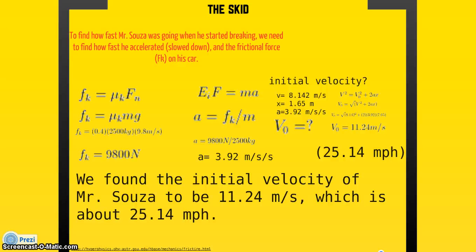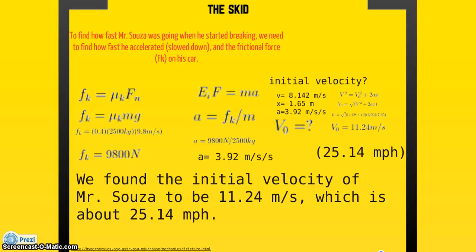So then, to find the acceleration, you would use Newton's second law, which is the sum of forces equals mass times acceleration. Solve for acceleration. In this case, the only force in the horizontal direction is friction. So acceleration equals friction divided by mass. And it then comes out to be 3.92 meters per second squared.